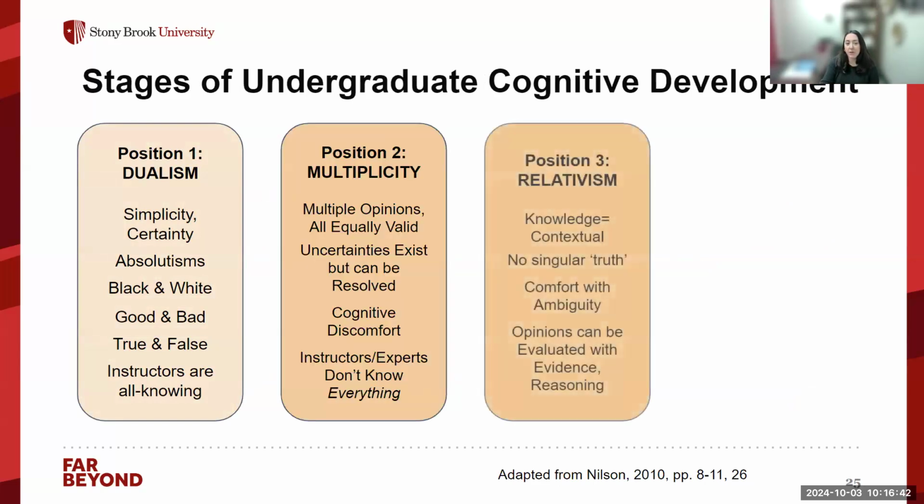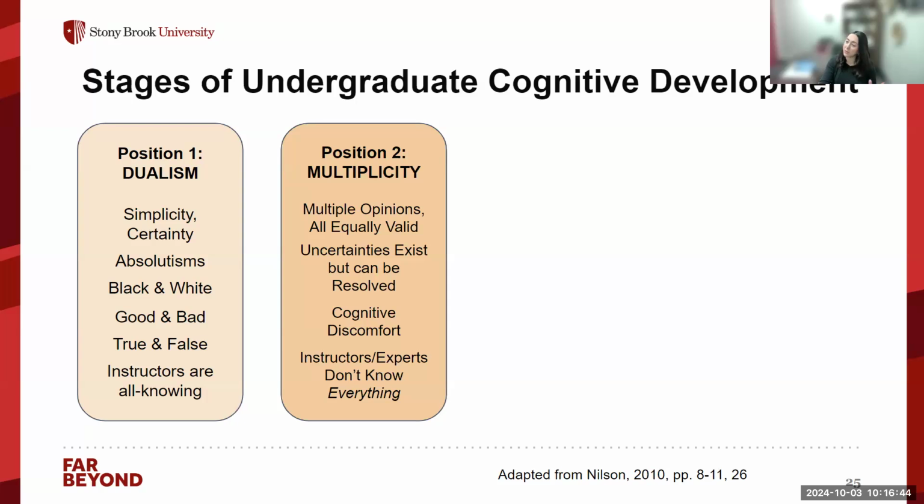Then we move on maybe to position two, sophomore year, multiplicity, where students are starting to understand that there sometimes are uncertainties, that there are multiple opinions and they can be equally valid. They're maybe working through some of that cognitive discomfort, realizing, yes, my instructors are experts in their field, but they're also just people, right? They come to the table with their own biases and backgrounds and cultures, and they don't know everything that there is to know about the world, even if they know something really concretely about their discipline.